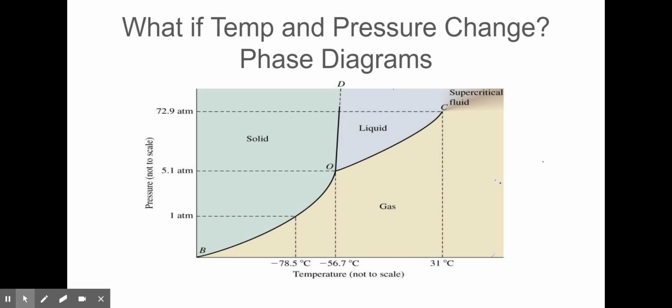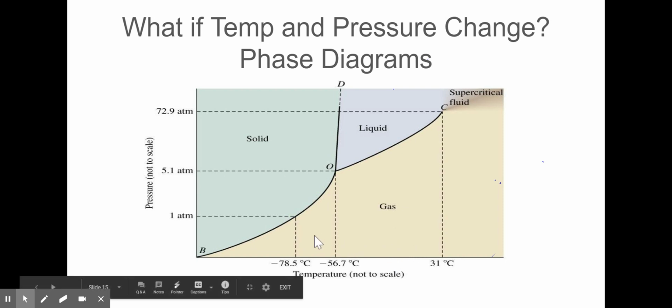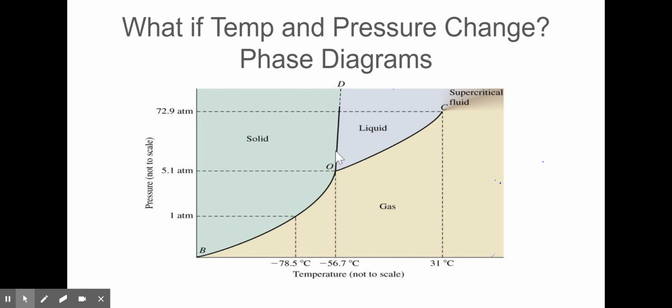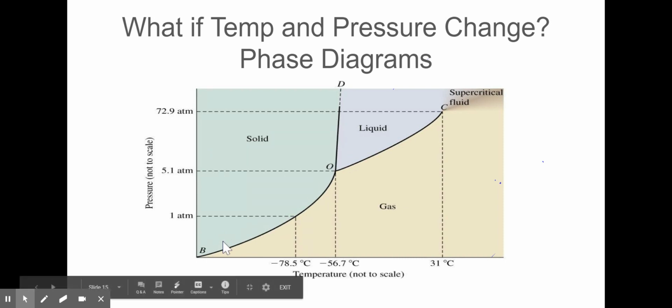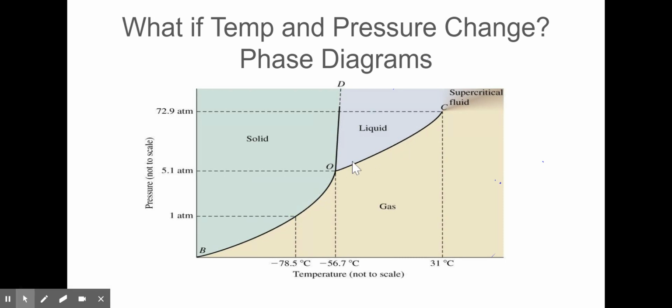So our last slide for today is this idea of phase diagrams. So what if our temperature and our pressure change? Well, then we have these phase change diagrams, and the dark lines represent our phase changes. So on the dark lines, you have both phases present. So here you have solid and gas present. Here you have liquid and gas present. Here you have solid and liquid present. And this point right here is called your triple point. At your triple point, all three phases are present.